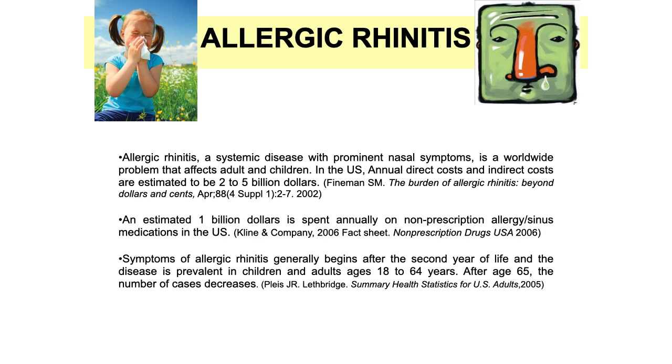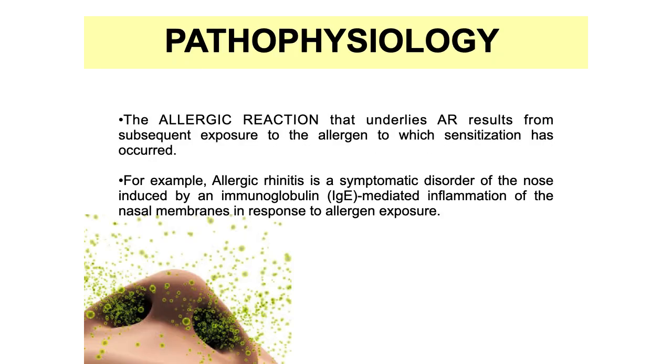Normally, after age 65, the number of cases decreases. So, what happens, class, when you have allergic rhinitis? It's usually due to an allergic reaction. The allergic reaction that underlies allergic rhinitis results from the subsequent exposure to an allergen, meaning there's something that causes you to get the allergic rhinitis, to which sensitization has occurred. So for example, allergic rhinitis is a symptomatic disorder of the nose induced by immunoglobulin E, IgE, of the nasal membranes in response to an allergen exposure.